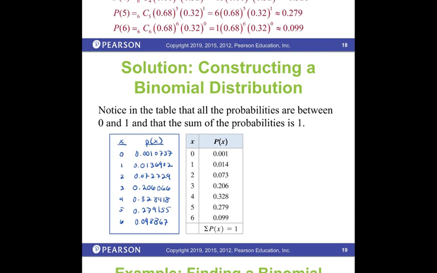Okay. So notice 0.001, 014, 073, 206, 328, 279, 099. Awesome sauce. And notice that the sum of the probabilities, notice that each probability is between 0 and 1, and the sum of the probabilities, they all add up to 1.